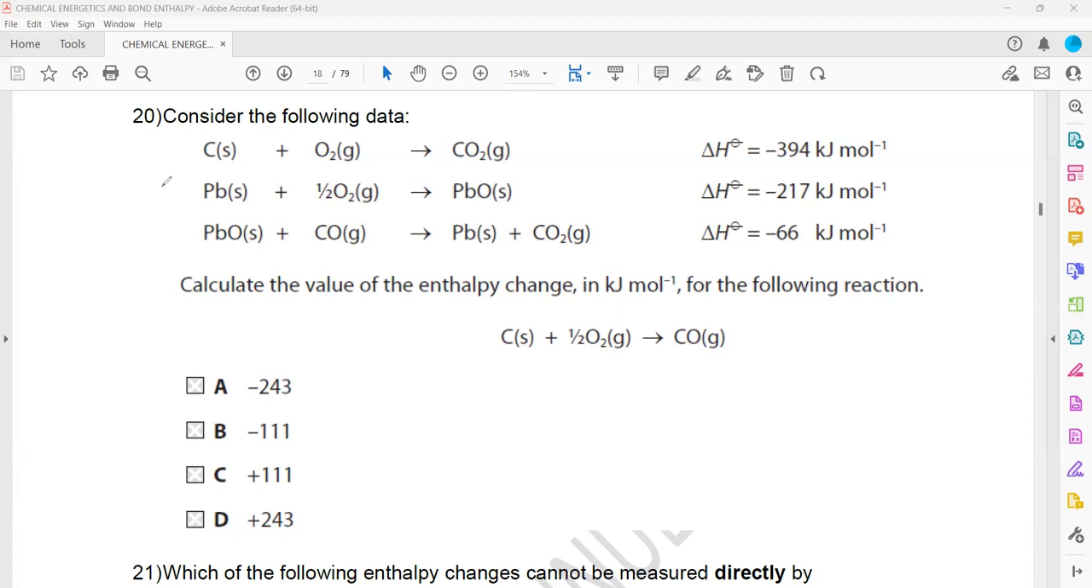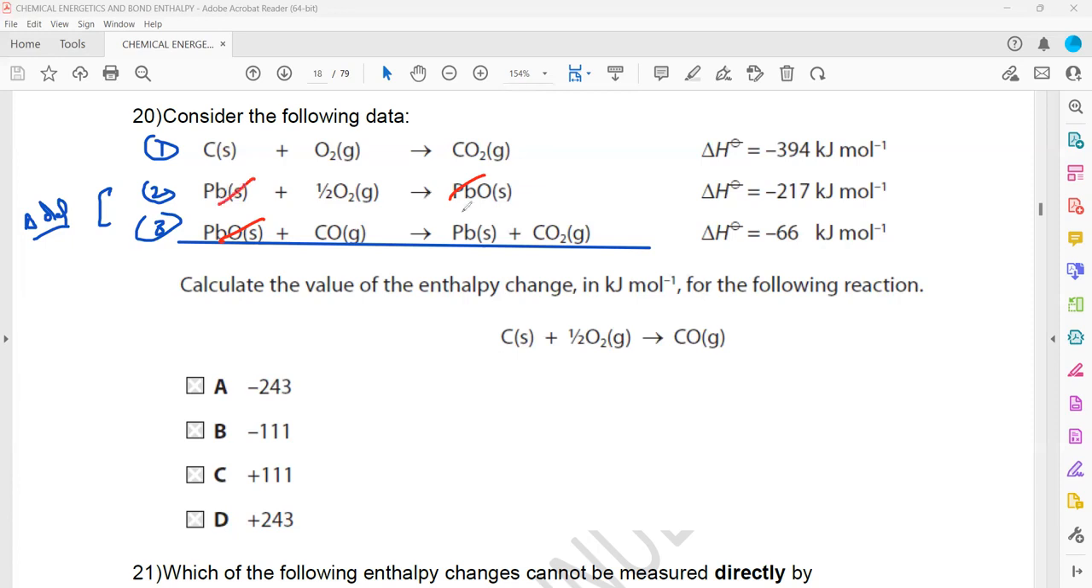So first, if I number these equations 1, 2, and 3, I want to remove lead and lead oxide. So how can I remove lead oxide from this? If I add 2 and 3, because lead oxide is on the right hand side here and on the left there, they can cancel out. When two reagents which are common are on opposite sides, we add the two equations. If they are on the same side, we subtract the two equations to cancel them out. And lead will cancel with lead.